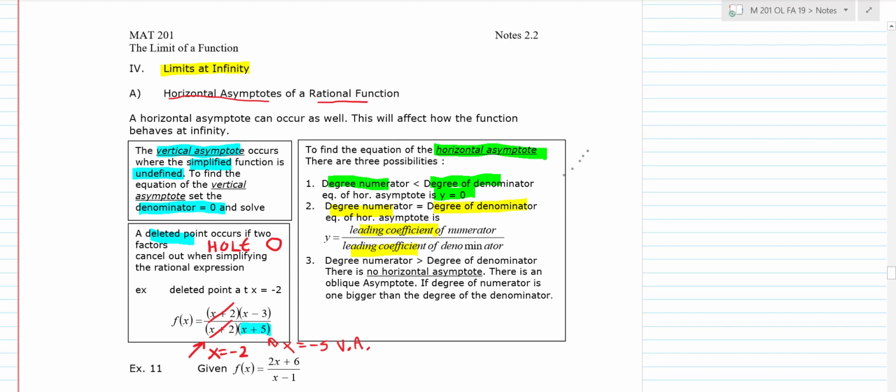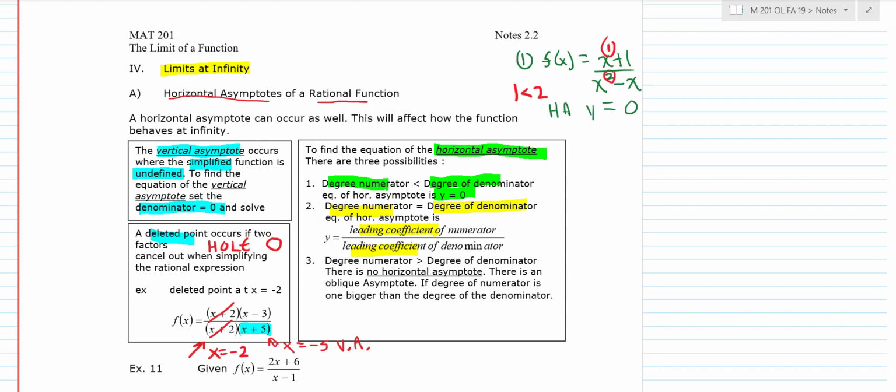I think it's worth writing out an example of each one. For the first one, I'm going to write out f of x equals something like this. An example for number one would be f of x equals x plus 1 over x squared minus x. The horizontal asymptote would be y equals 0 because the degree of the top is 1 and the degree of the bottom is 2.